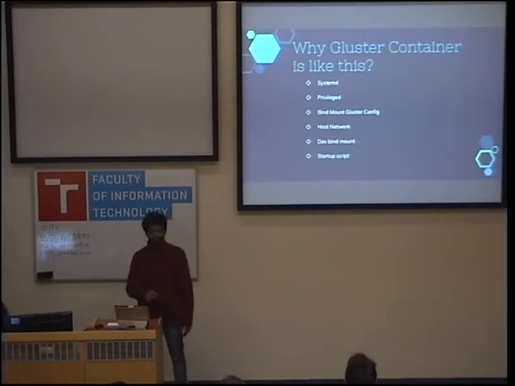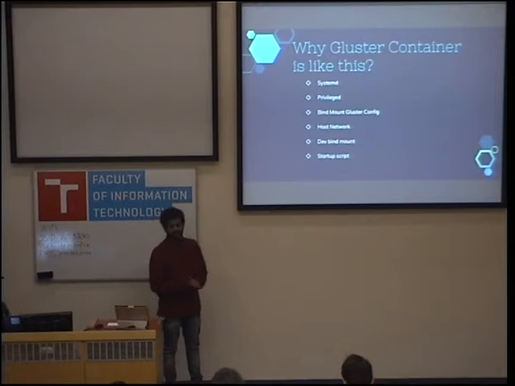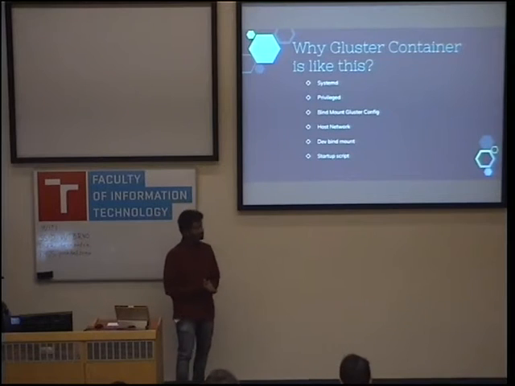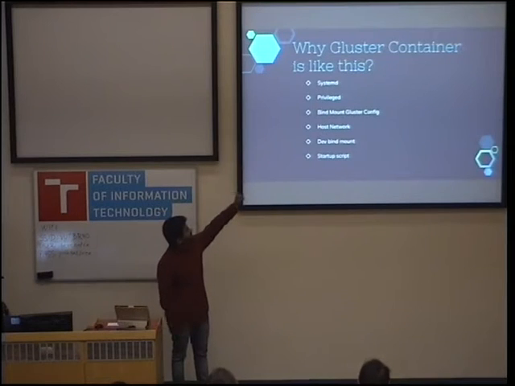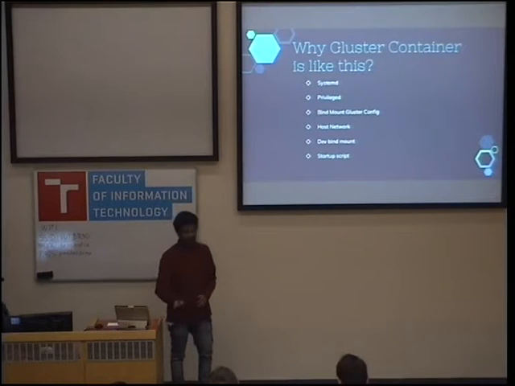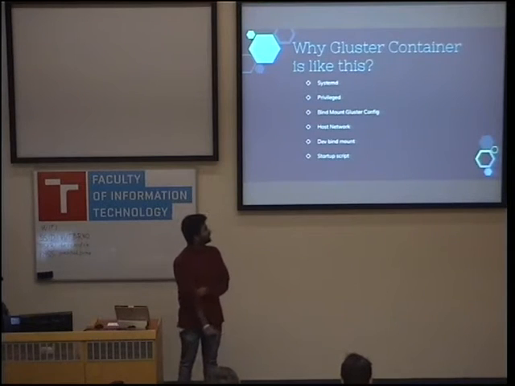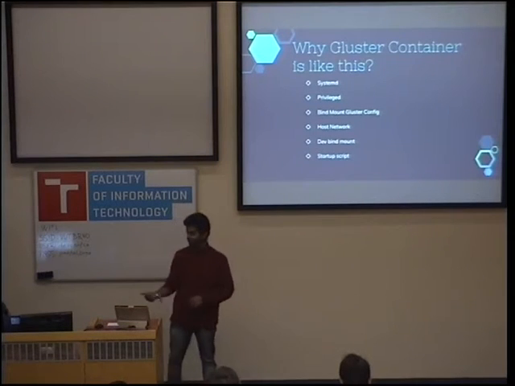So I'm going to split this up. This is how it looks now. Why we came to this solution is what I'm going to talk about briefly. It is a systemd container with privileged mode, which bind-mounts the Gluster configurations from the host and has the network stack of the host, and we bind-mount /dev. And we have a startup script. I'll talk about the startup script later.